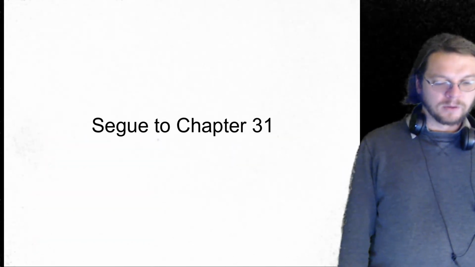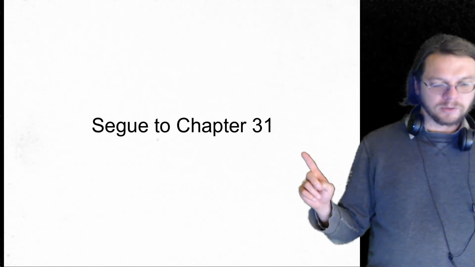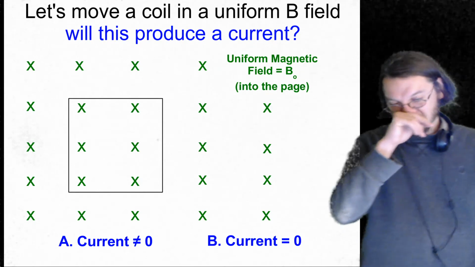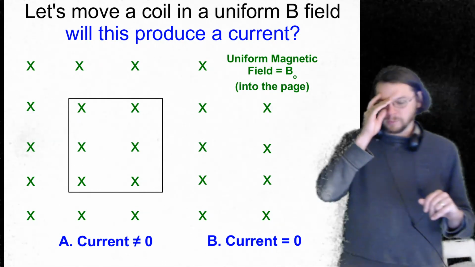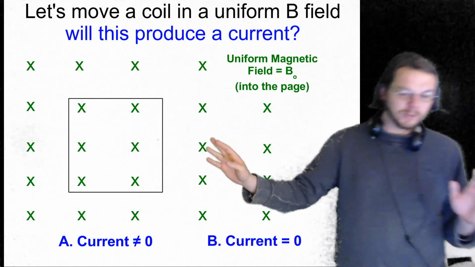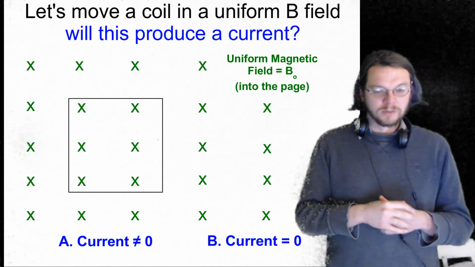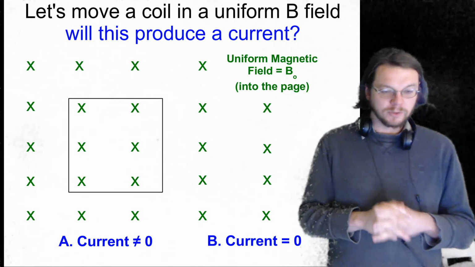All right. This may be a segue to chapter 30. I can't quite remember. All right, so let's take a coil. Let's put it into a uniform magnetic field. The magnetic field is not changing with time. So, for example, maybe it's a permanent magnet. So we're not actually changing the magnetic field as a function of time.